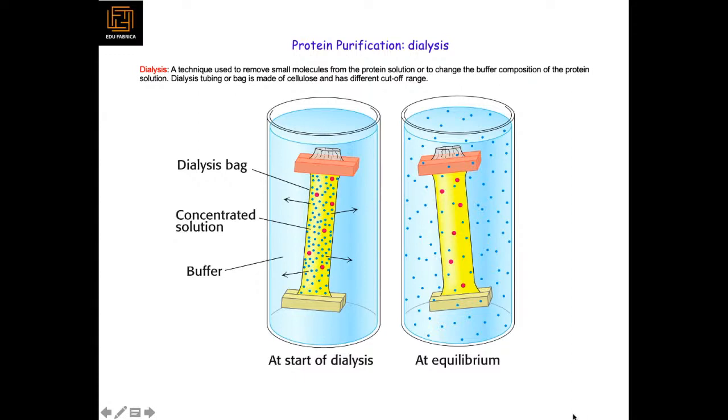Then comes protein purification, that is dialysis. This is a technique used to remove small molecules from the protein solution or to change the buffer composition of the protein solution. When we have smaller particles and bigger particles of a protein and want to separate them, we use a dialysis bag which has our concentrated solution, and the buffer is outside.